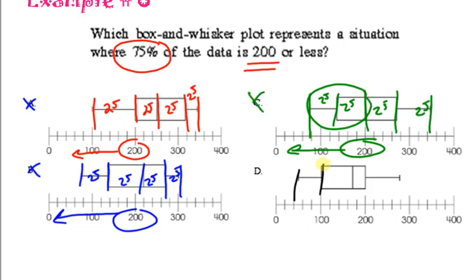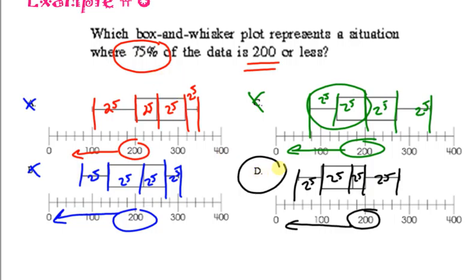Here to here, 25. Here to here, 25. Here to here, 25. Here to here, 25. Here's 200. How much does it represent? 25, 25, and 25 is 75. D is your answer.